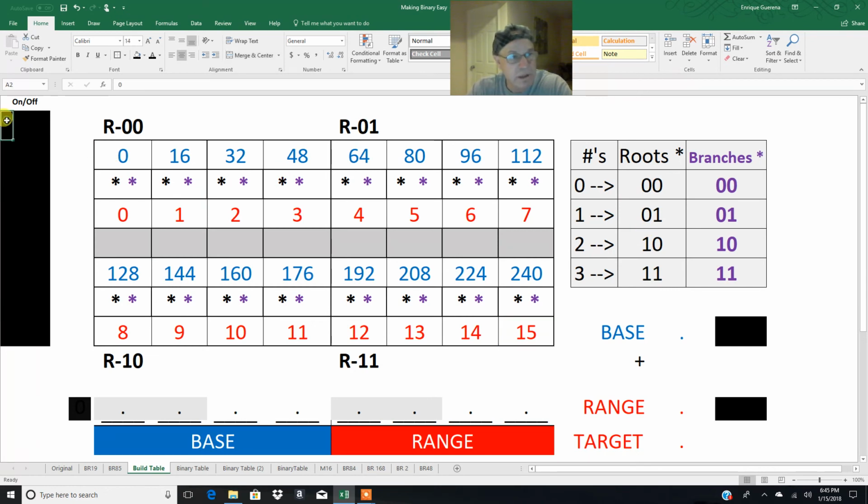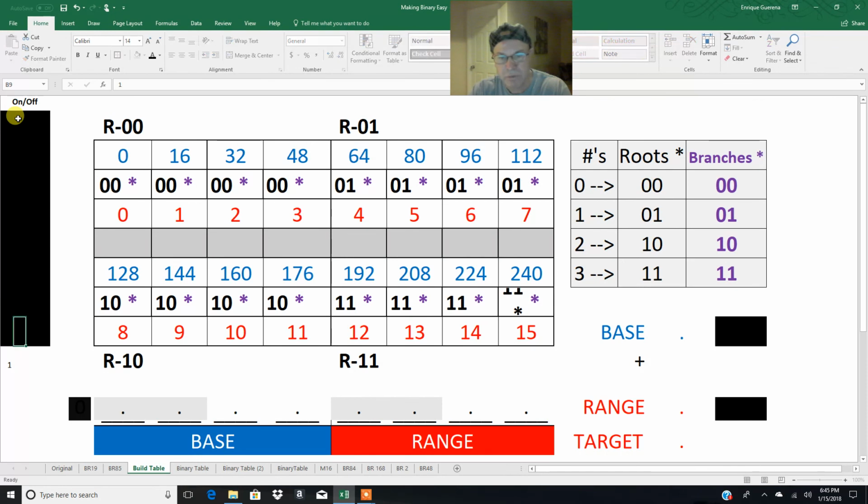All right, so I'm going to go ahead and activate them. You're going to put these in a systematic order. We'll do the roots first, and then we'll do the branches. Check this out. This is so easy. 0, 0, 0, 0, 0, 0, 0, 1, 0, 1, 0, 1, 0, 1. And then we'll do 1, 0, 1, 0, 1, 0, 1, 0, 1, 1, 1, 1, 1, 1, 1, 1. So these 4 roots, 00, 01, 10, 11, we just did half of the binary table right there, just by doing these 4 roots.